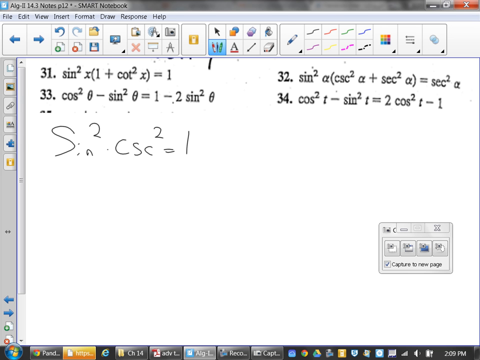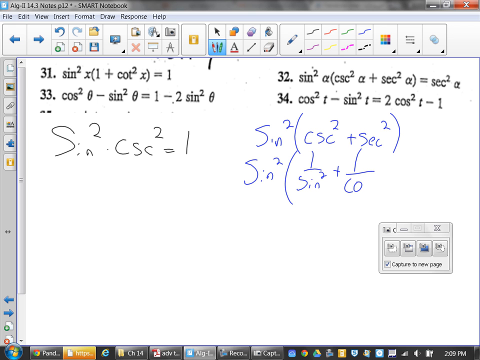They just verified. Second one. Sine squared, then we have a cosecant squared plus a secant squared. Now, in this one, you have the distributive property coming in again. But what I'm going to do is rewrite the interior parts in the parentheses in terms of sines and cosines. So I wind up with sine squared times 1 over sine squared plus 1 over cosine squared. You okay with that?